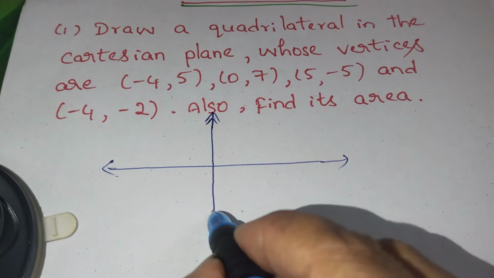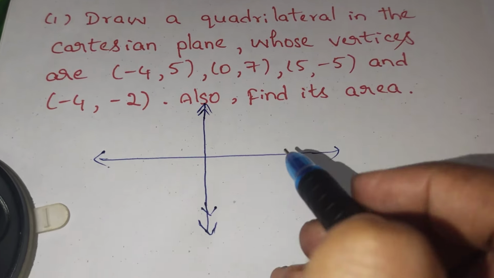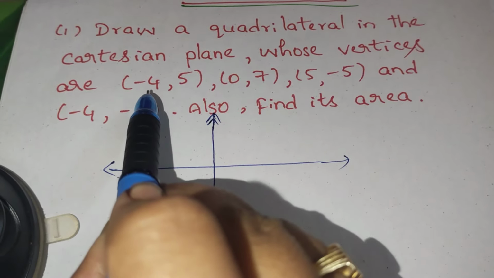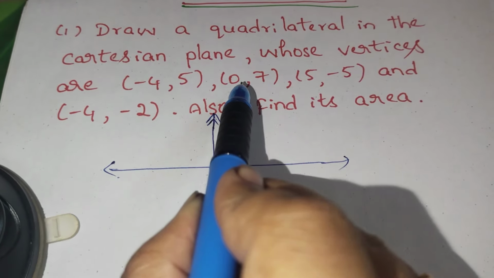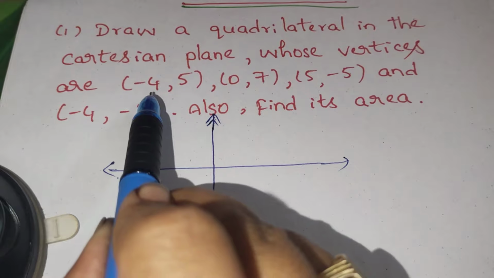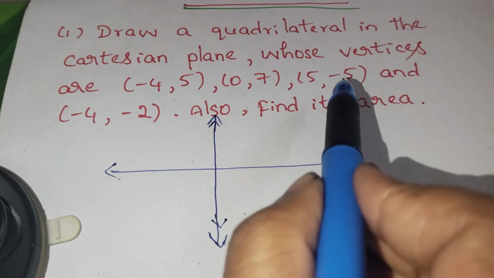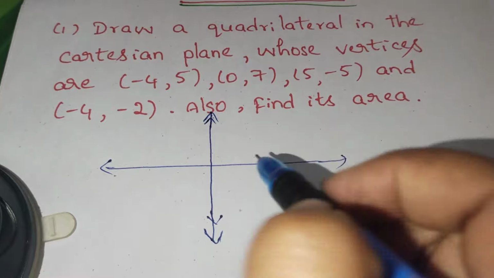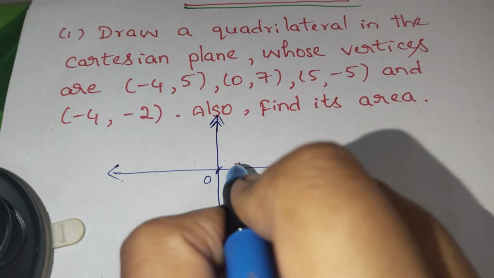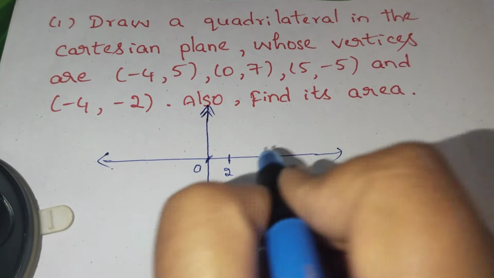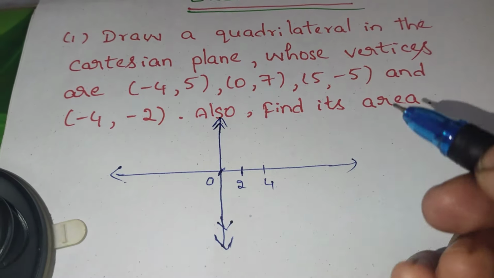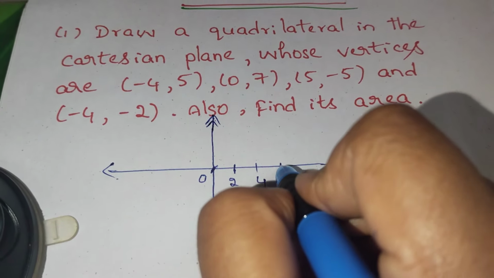So I am taking here the xy plane. If you observe, the first point is x and the second is y. So x minimum is minus 4, maximum is 5. So in the middle we are taking the points. It is the origin and I will take each unit as 2 centimeters. 2, 4 and it is 6.